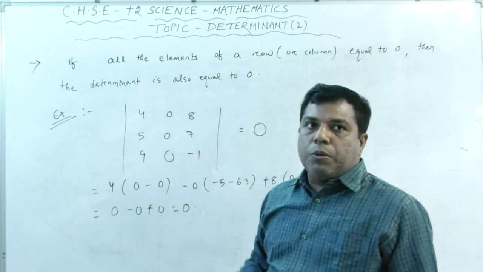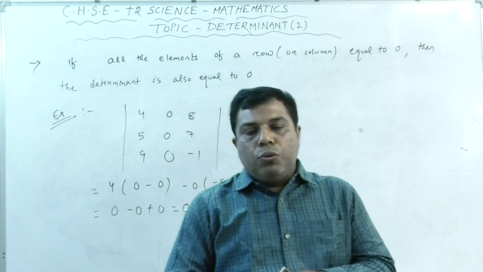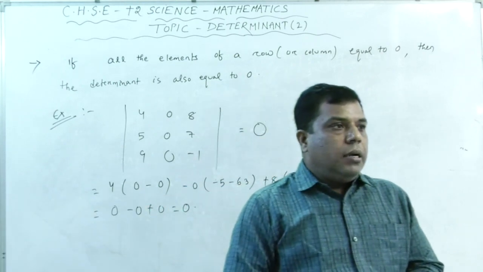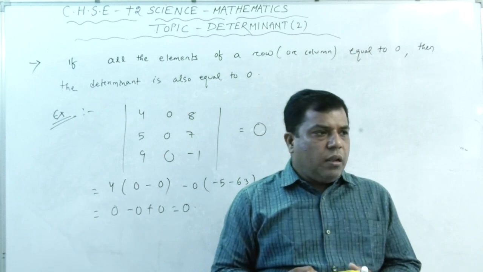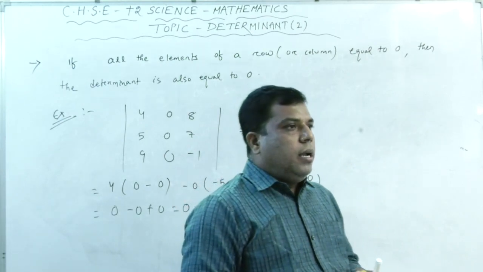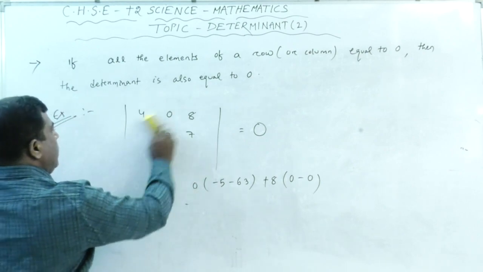With the help of this property, you can write the value of the determinant directly, or we are able to know the value of the determinant directly. Okay. Now we will go for the next note. The next note says, or the next property.